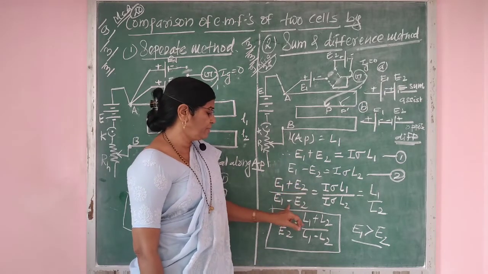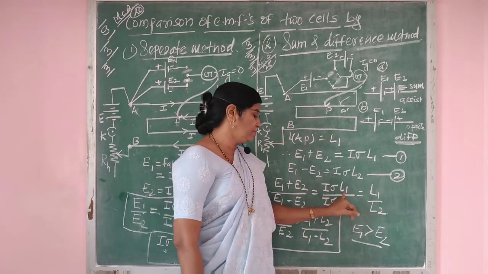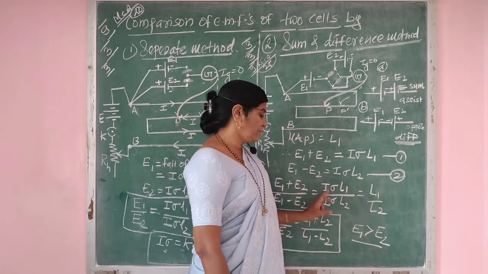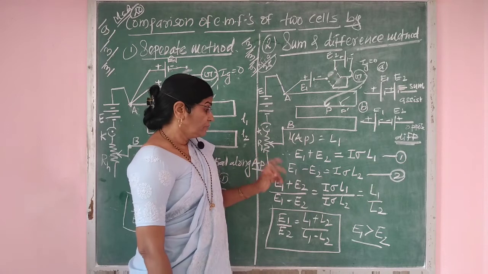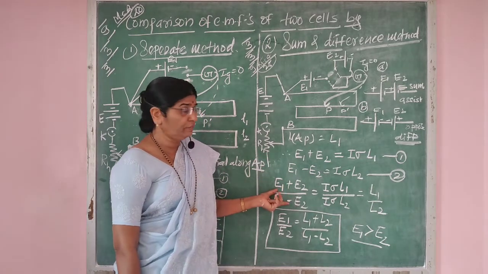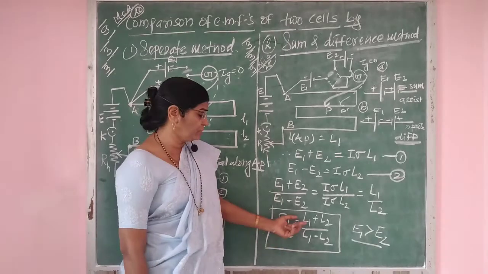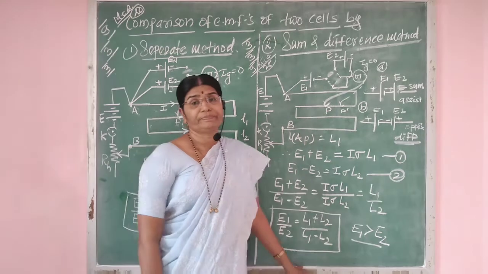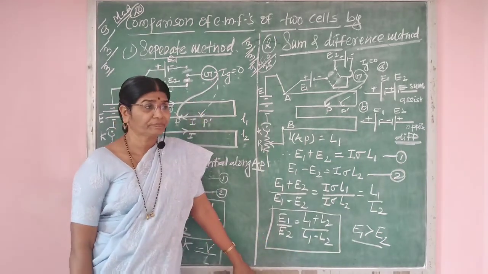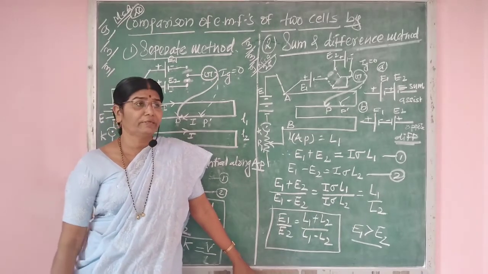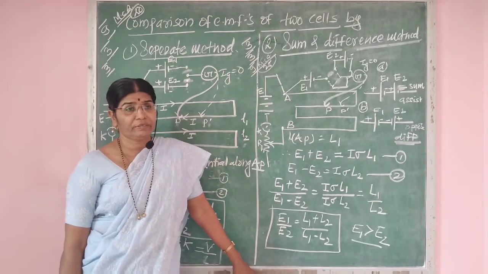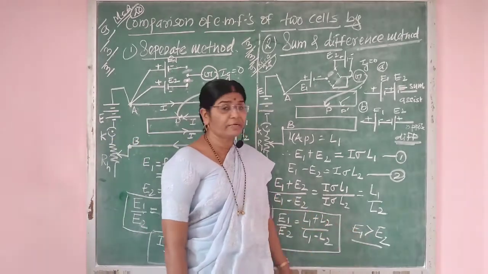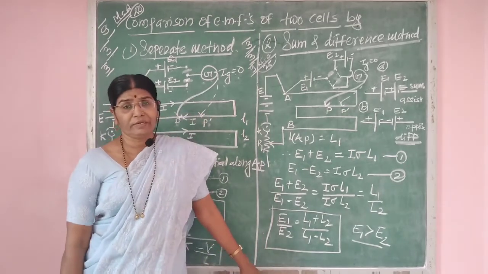E1 plus E2 divided by E1 minus E2 is equal to I sigma L1 divided by I sigma L2. Therefore L1 upon L2, I sigma gets cancelled. By using the addition and subtraction method, we have to write this as E1 upon E2 is equal to L1 plus L2 divided by L1 minus L2. Using this formula, the two cells of EMFs can be compared by sum and difference method using a potentiometer. In this case, always EMF of first cell is always greater than EMF of second cell.